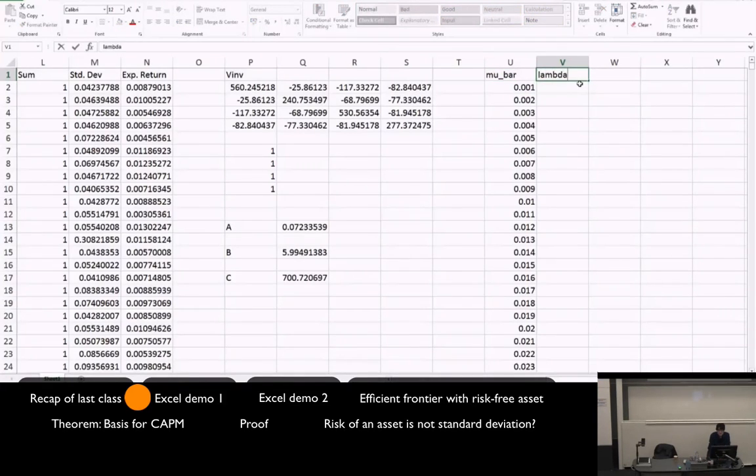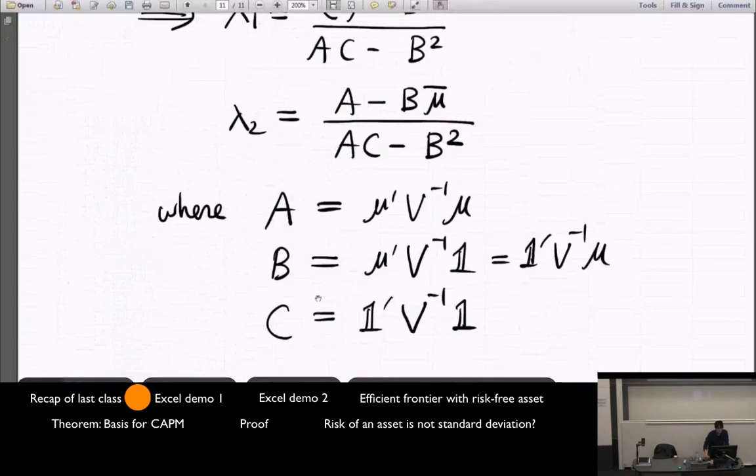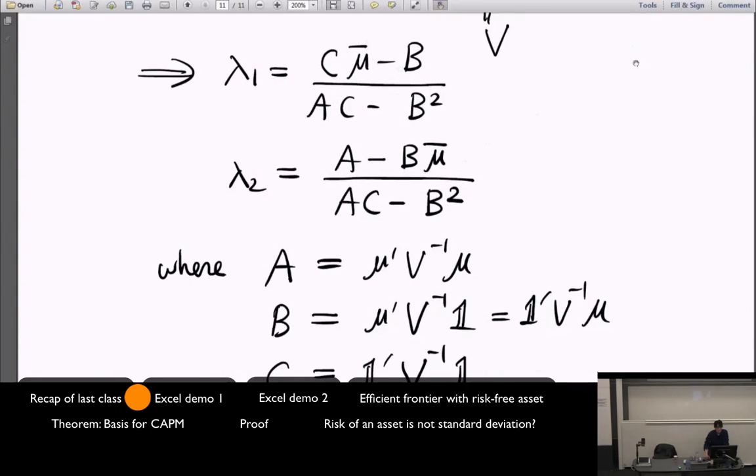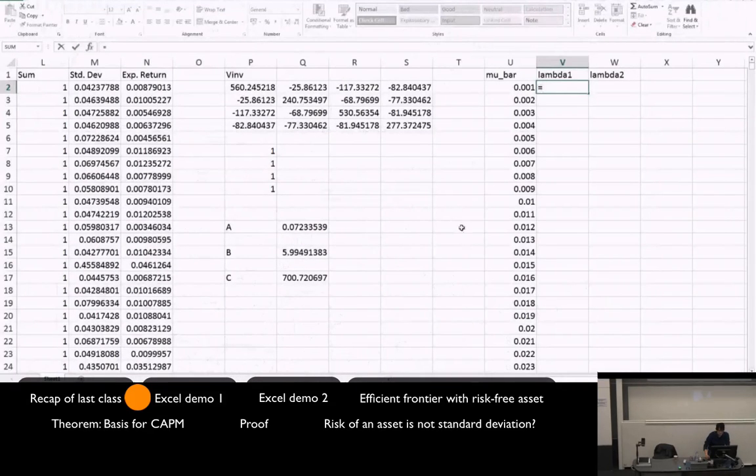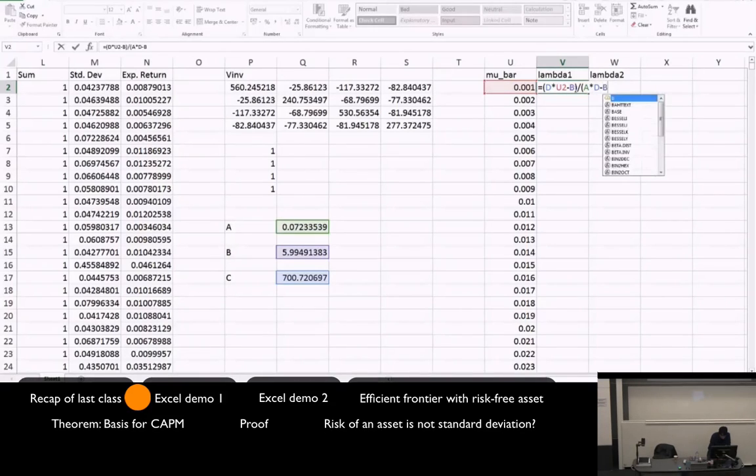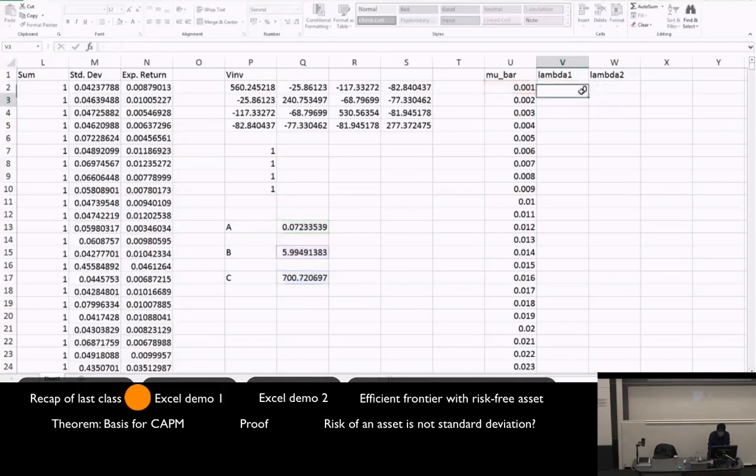And we are going to compute lambda 1 and lambda 2. Lambda 1 is C times mu bar minus B over A times C minus B squared. So that's our D times mu bar, minus B, that's the numerator, over A times D minus B squared. Okay, that's our lambda 1. And we are not using any matrix function, so we can simply press enter.